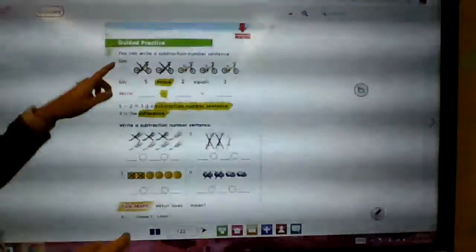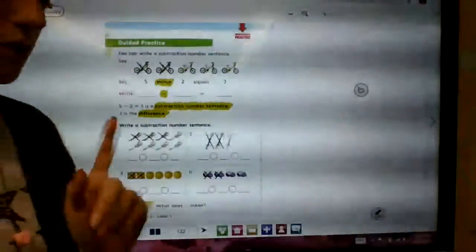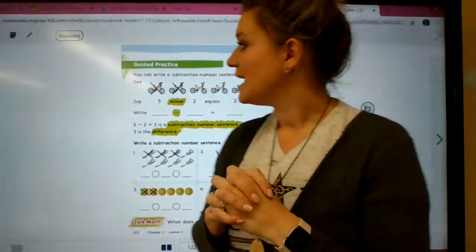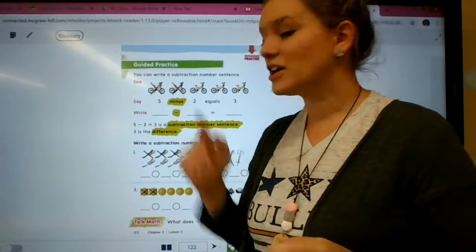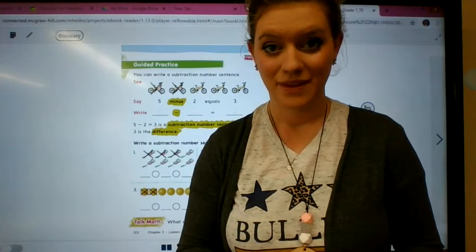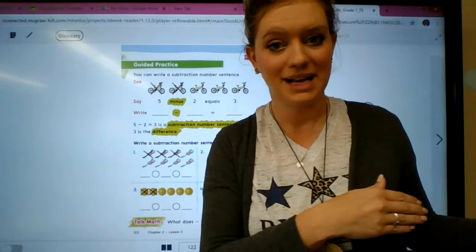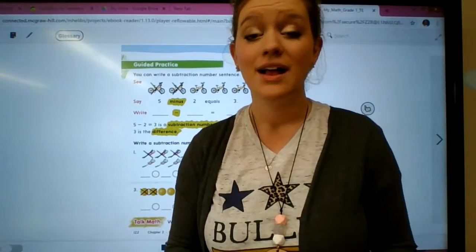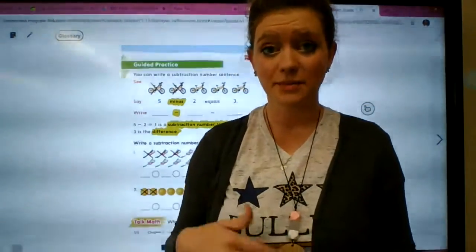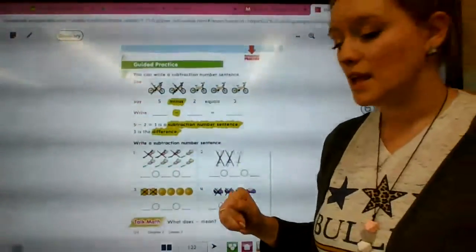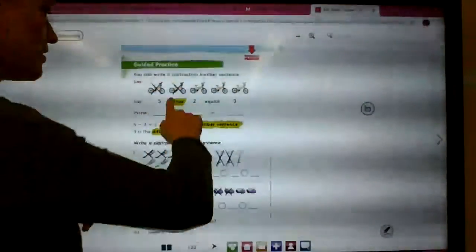Okay, you can write a subtraction number sentence. So the only thing that we have to watch, and we have to watch it really carefully, is because they already crossed them out for you. So when we find that first number, we have to make sure we count all of the bicycles, including the ones crossed out. That's the minus part, but to start the problem, we have to make sure we count those bikes first, okay? So let's count how many there are all together, even though some are crossed out, okay?